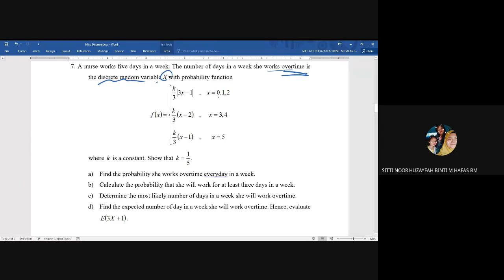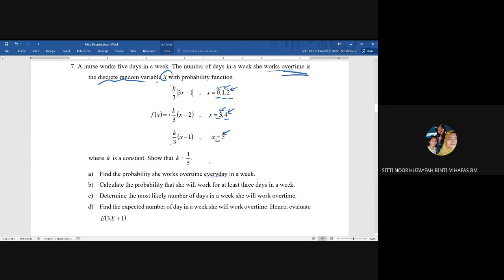So we notice that we have the values of x: 0, 1, 2, 3, 4, and 5. Why? Because she maybe works overtime for 0 days. So she works no overtime at all in a week, or 1 day overtime, or 2 days overtime, or 3 days overtime, or 4 days overtime, or 5 days overtime. That's all for the values of x. It won't be other numbers. Okay, now where k is a constant, show that k is equal to 1 over 5.